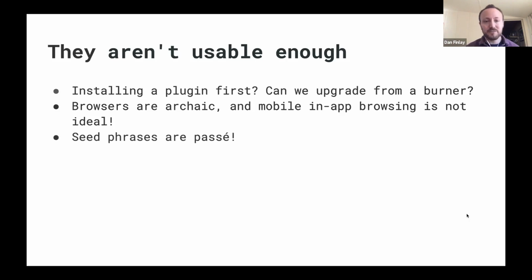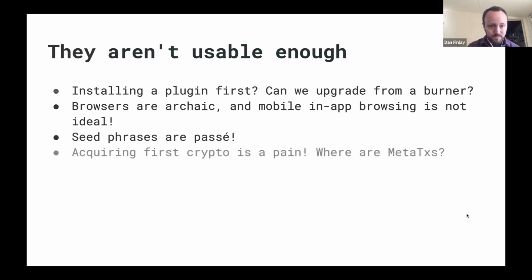And of course, seed phrases are passé, and there's a whole ecosystem booming full of alternative backup schemes. But again, you end up having a whole wallet built around each alternative backup scheme, if only there were another way. And then, of course, acquiring the first crypto has always been a pain, and meta transactions present an alternative to that. But again, today, wallets are kind of baking in a meta transaction scheme, maybe their own relay network, and now you have to try to convince all the dApp developers to use your particular meta transaction scheme. And so you end up getting a lot of vendor lock-in like that.